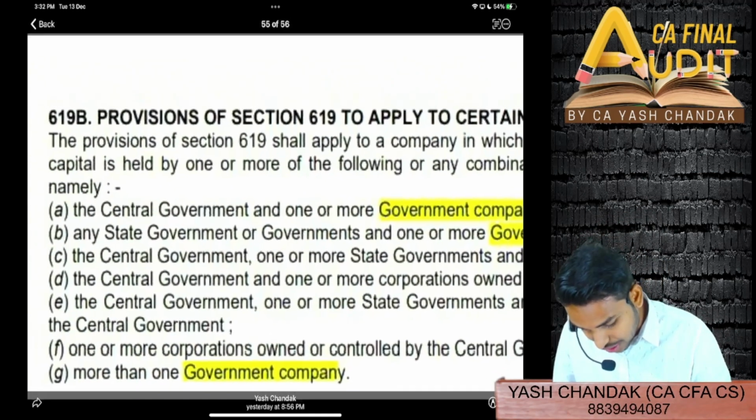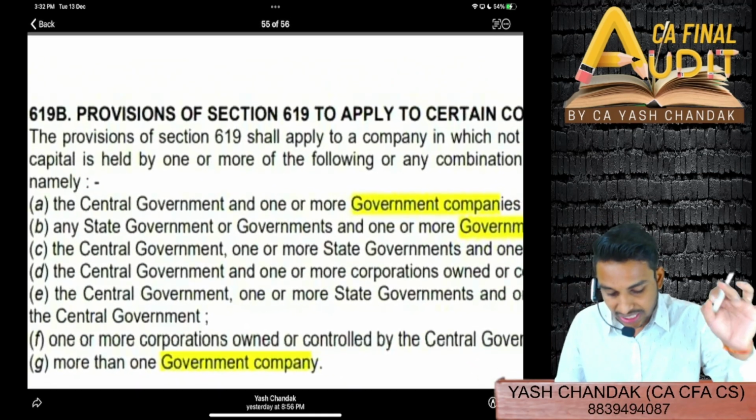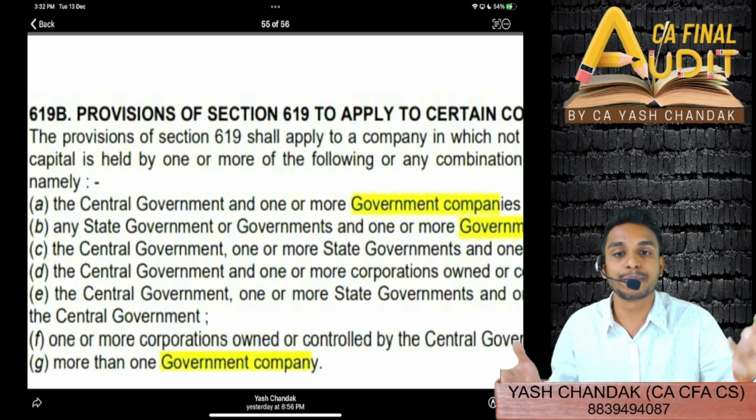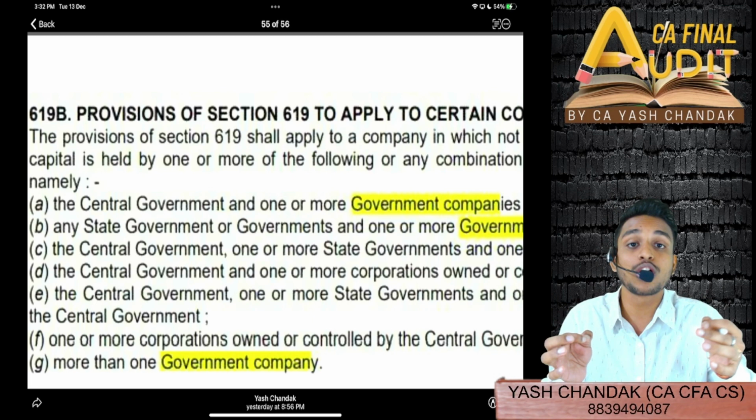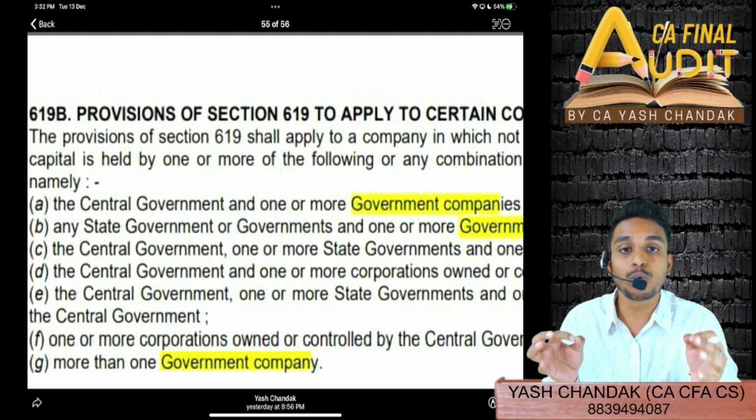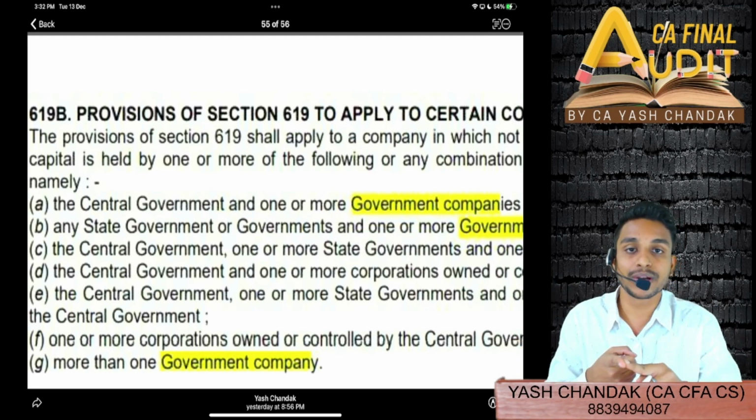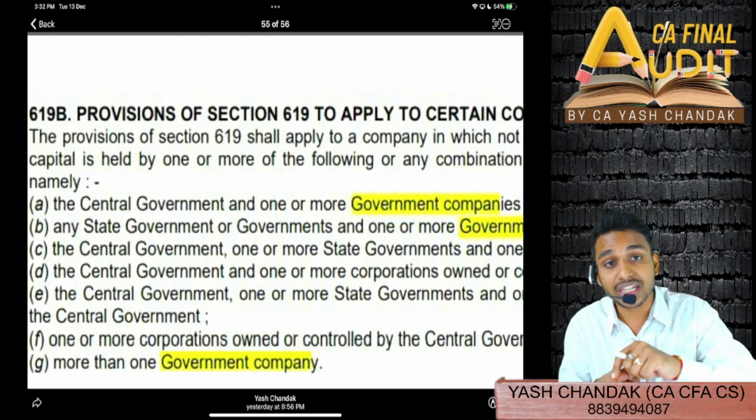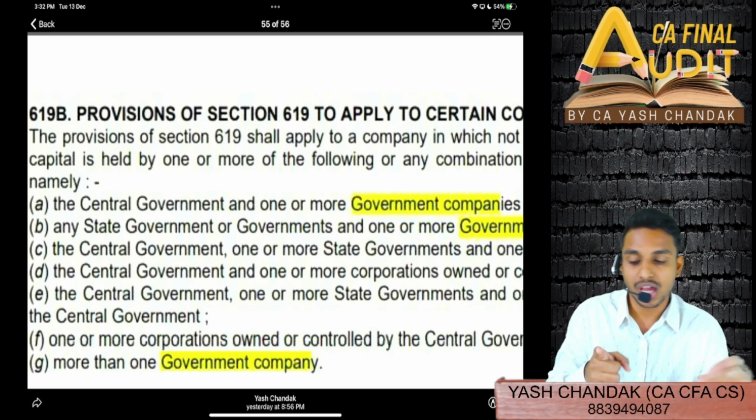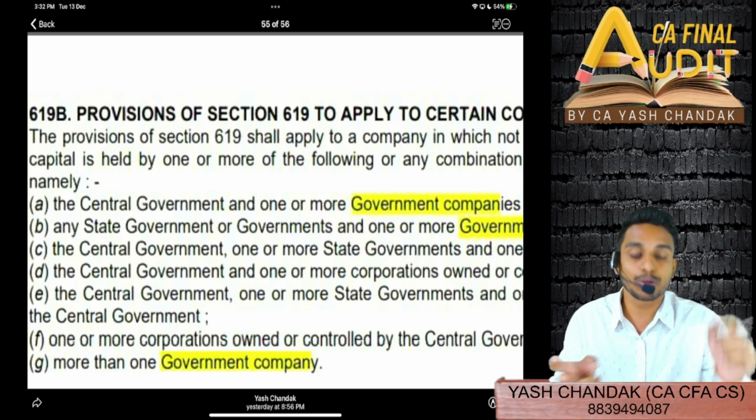In the clarification, just read the first two points: the central government and one or more government companies. If 51% or more combination is held through either state government or central government, or completely by the central government or completely by the state government, or by the central government and one or more government companies, or by the state government or one or more government companies.